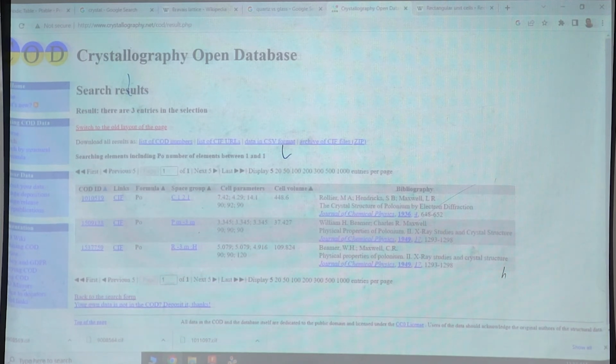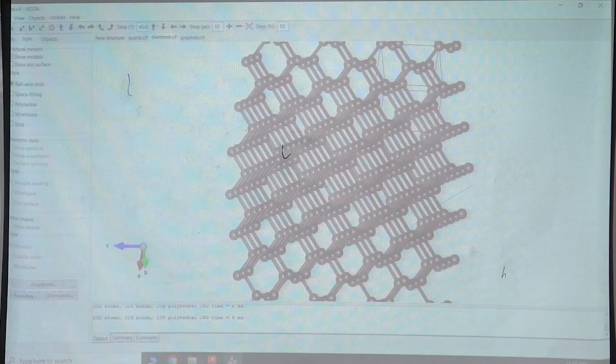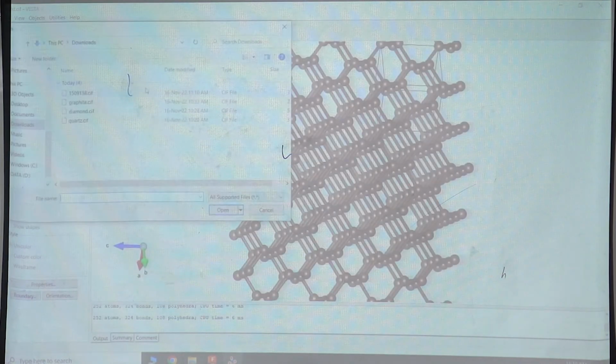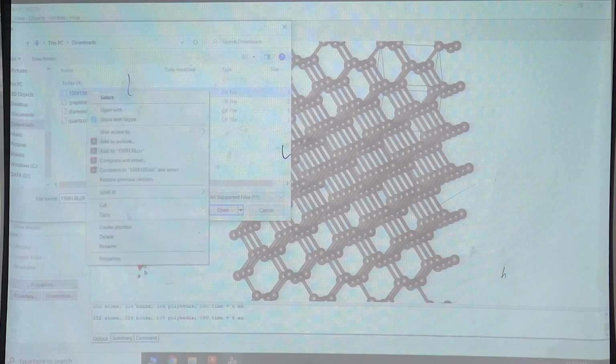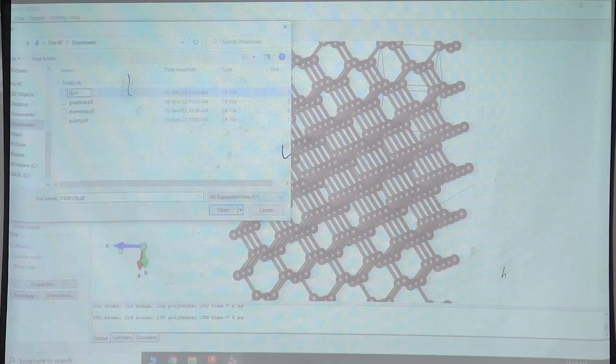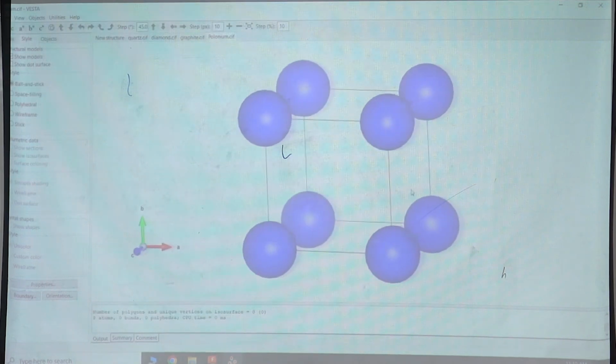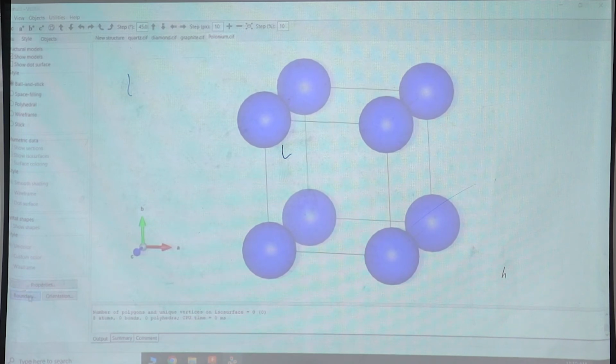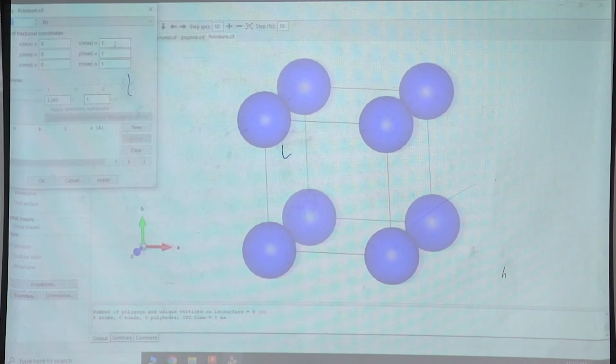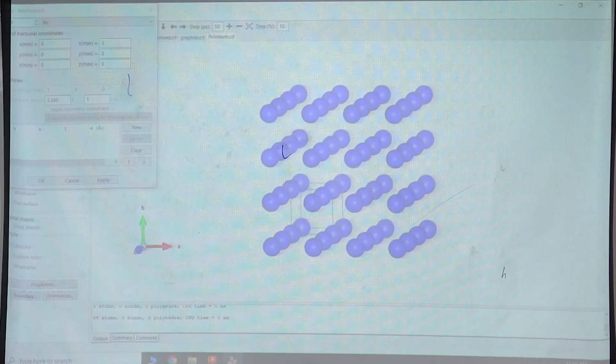So let's say this is polonium. Which one do I want to take? Let's say I take this one. Then File, open, rename it to polonium, enter, take this, and open. You get something like this in 3D. Let's make it bigger: boundary, let's put 3, 3, 3, apply. You get something like this.